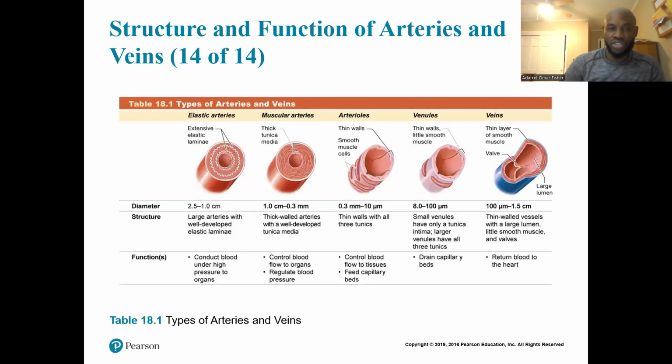And so these are the structures of elastic arteries, the aorta; muscular arteries, which control blood pressure; arterioles, your smallest arteries that lead right into the capillaries; your venules, your smallest veins; and then your regular veins, and their functions.